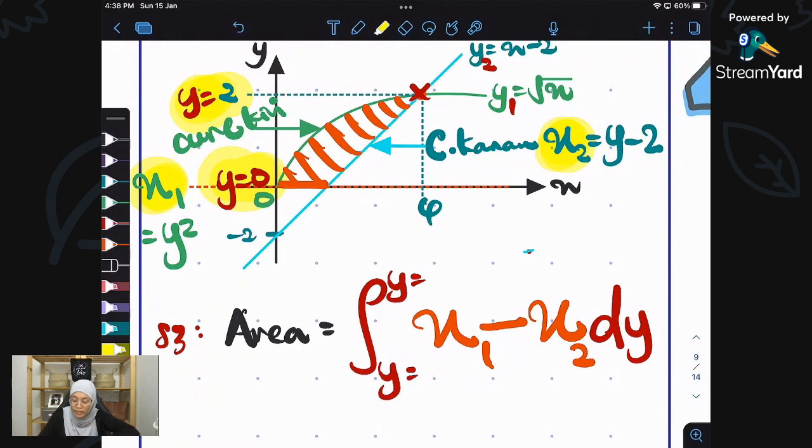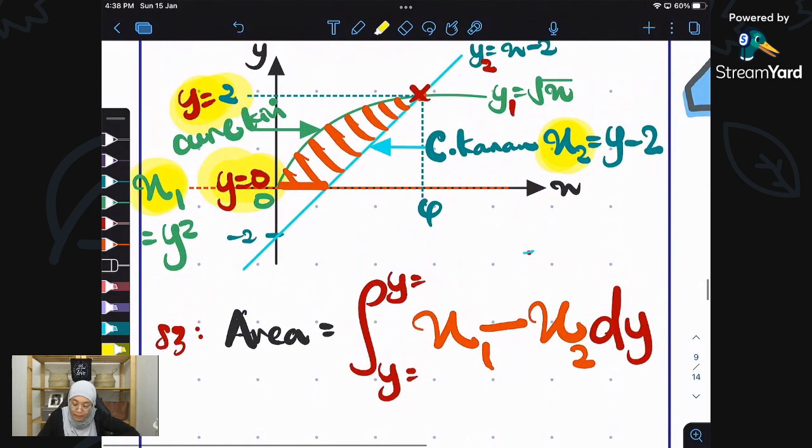X1 as a subject. So basically, siapa yang tolak siapa tadi? Curve kanan akan tolakkan dengan curve kiri. So curve kanan saya adalah X2. So X2 sepatutnya tolakkan dengan X1. So now I'm going to delete this. Curve 2 tolak curve 1.